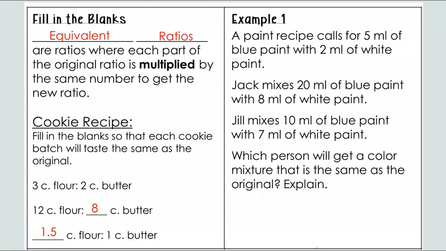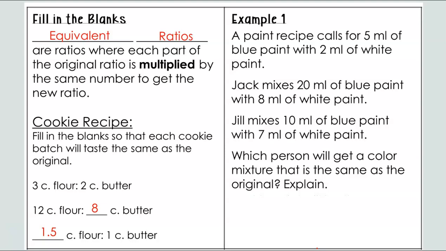So for the example, a paint recipe calls for 5 milliliters of blue paint with 2 milliliters of white paint. Jack mixes 20 milliliters of blue paint with 8 milliliters of white paint, where Jill mixes 10 milliliters of blue paint with 7 milliliters of white paint. Which person will get a color mixture that is the same as the original?